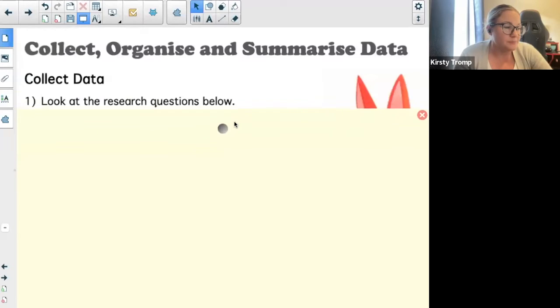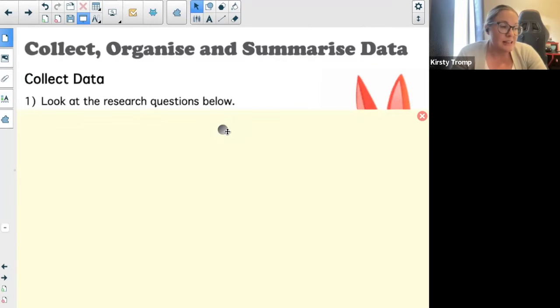So it says, collecting data. So that's where we're starting tonight. We're starting on collecting data. This whole week, we're going to be focusing on collecting, organizing, and summarizing data. And tonight, in our topic tonight, we're going to be focusing on collecting data.